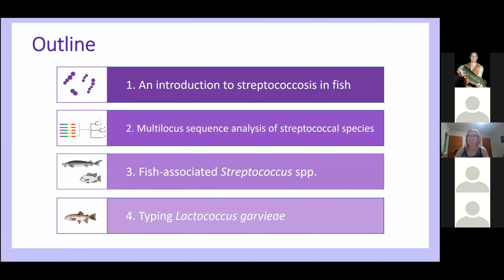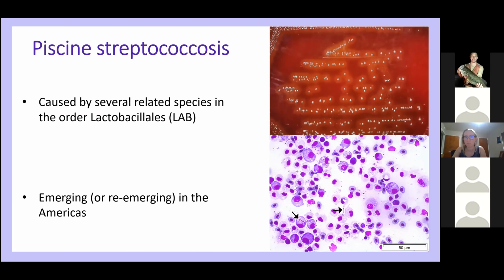All right, so I'm going to start with a brief overview of Piscine strep and some of the bacterial pathogens responsible. Before going into the means by which I characterize them, multilocus sequence typing, and that'll bring us to the results of typing some of the more recently emerging agents of strep causing disease in the Americas.